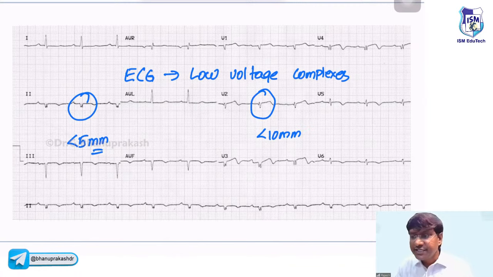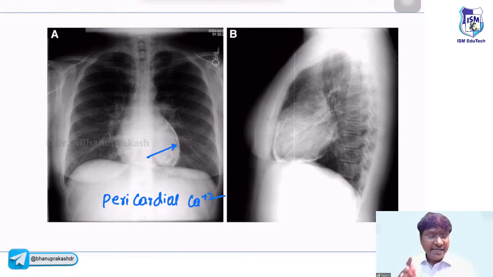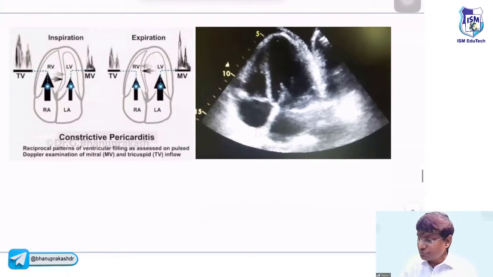The next important finding is on the chest X-ray. What is the chest X-ray finding in patients with constrictive pericarditis? You will be able to observe pericardial calcification. This pericardial calcification is best observed in the lateral view of the chest X-ray in patients with constrictive pericarditis.